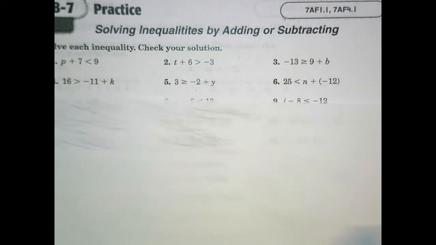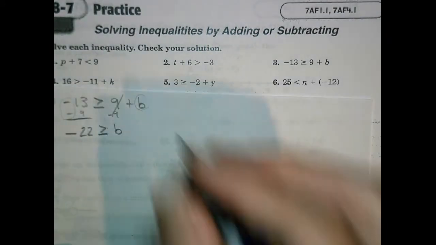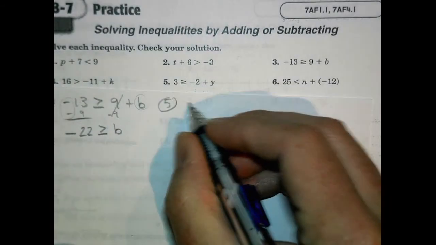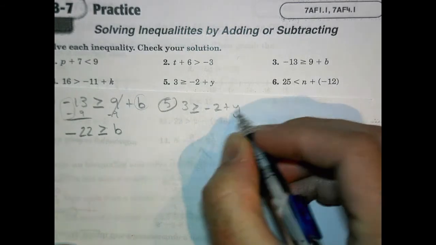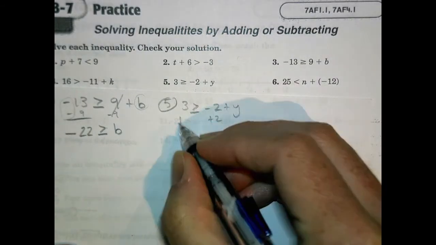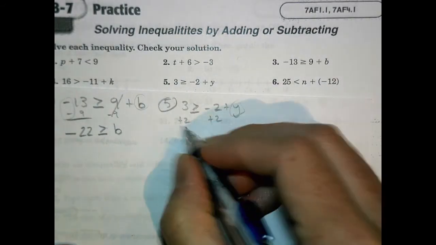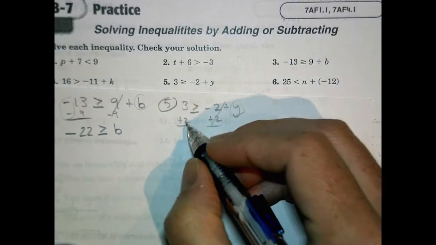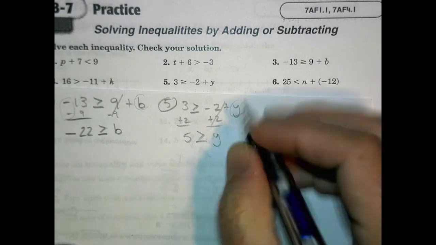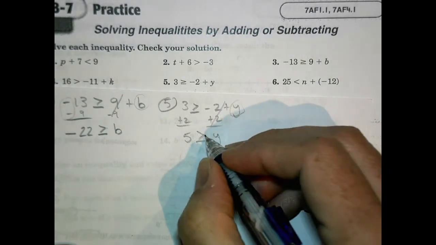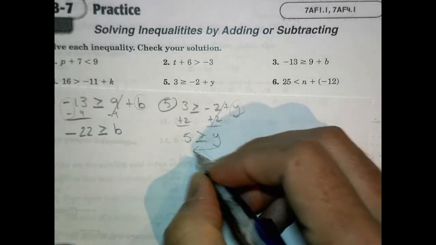Let's take a look at number 5. Number 5, we have 3 is greater than or equal to negative 2 plus y. We're going to add 2 to both sides to get the y by itself. That's eliminated. 3 plus 2 is 5, so 5 is greater than or equal to y, or we would really read it as y is less than or equal to 5. We want to read it that way.